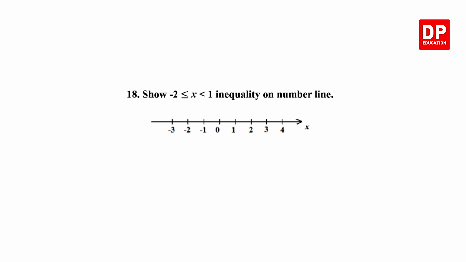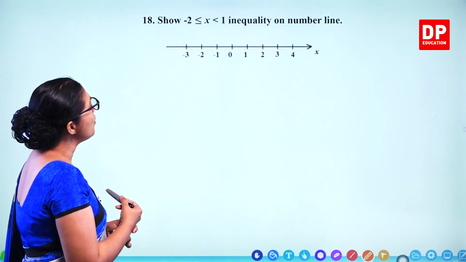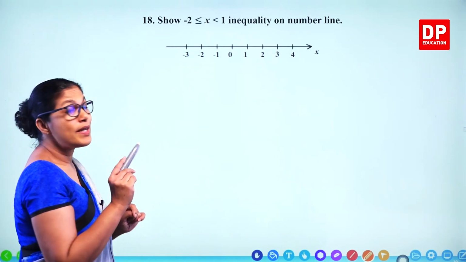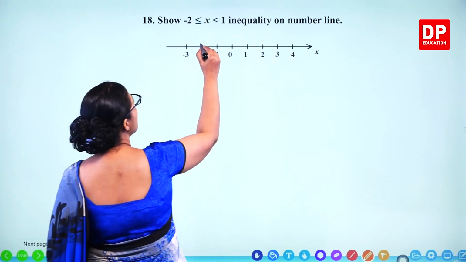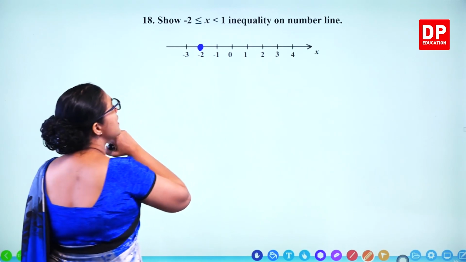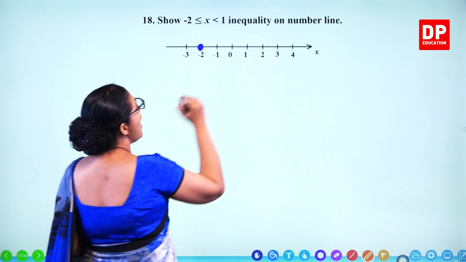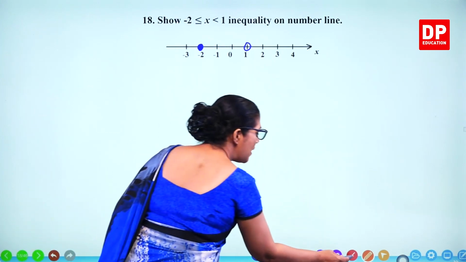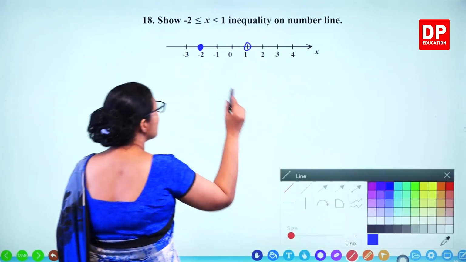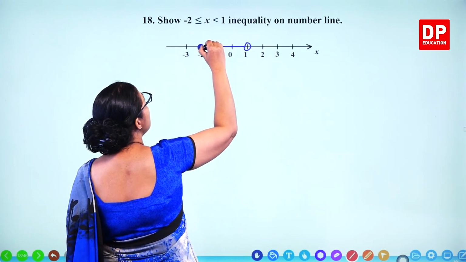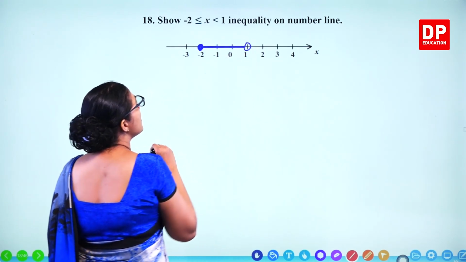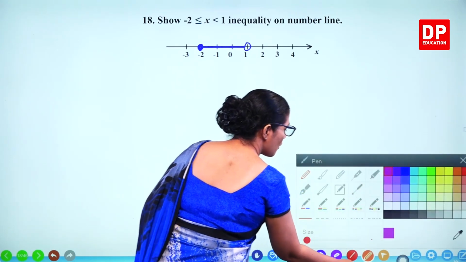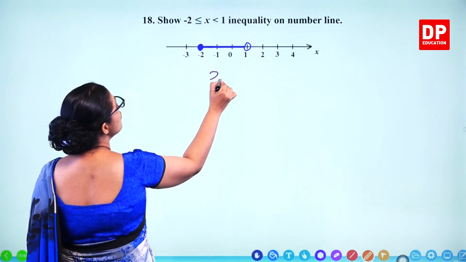Question number 18. Show that minus 2 to 1 in between inequality on the number line. Minus 2 is included. So that means you can draw a solid circle on top of minus 2 and an open circle on 1. And this is in between. So you can draw the line in between. So that's the inequality. So by showing that, you get 2 marks.